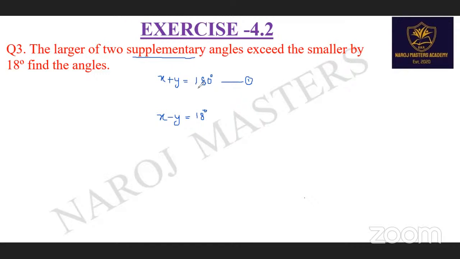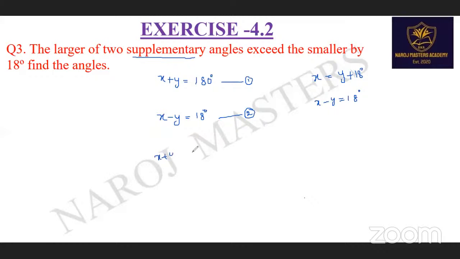Or directly we can solve by elimination method here. The larger of two supplementary angles exceeded the smaller angle by 18 degrees. It means this is our larger angle, so the smaller angle plus 18 degrees. It means x minus y is equal to 18 degrees. And solve them.